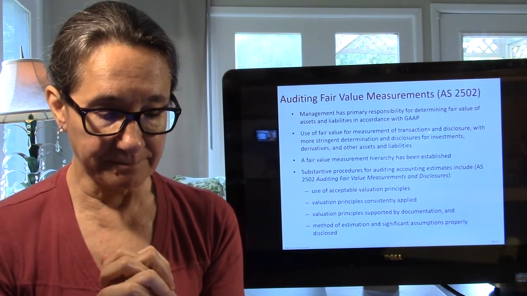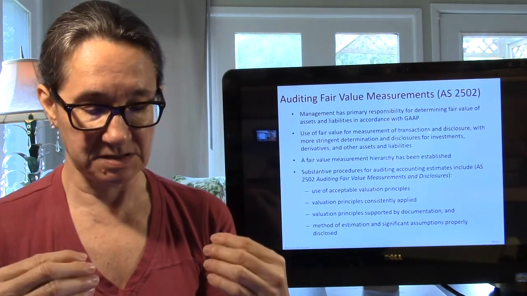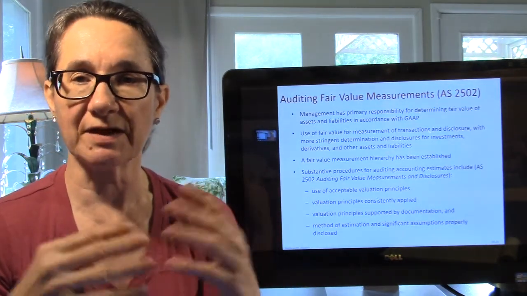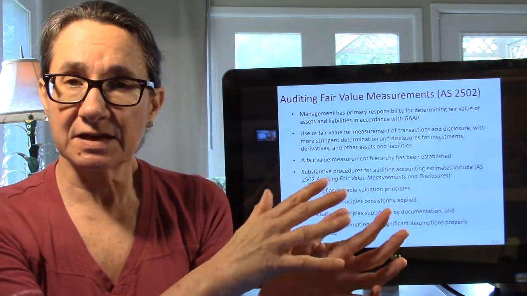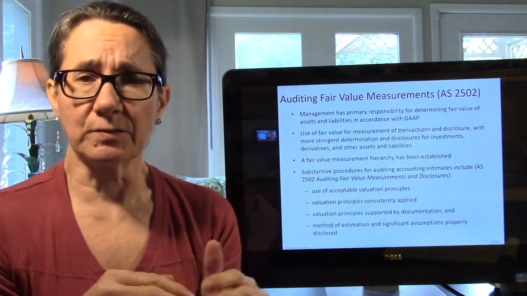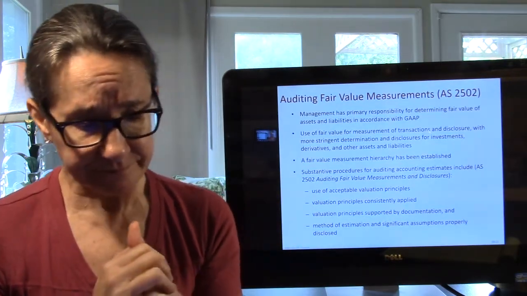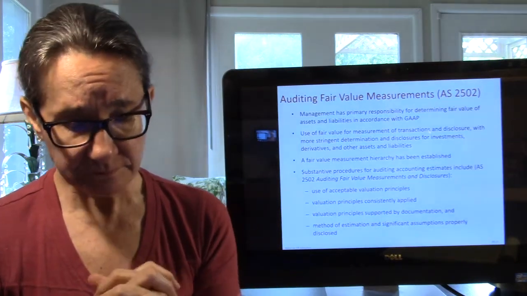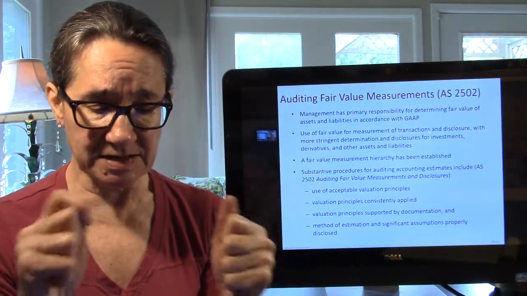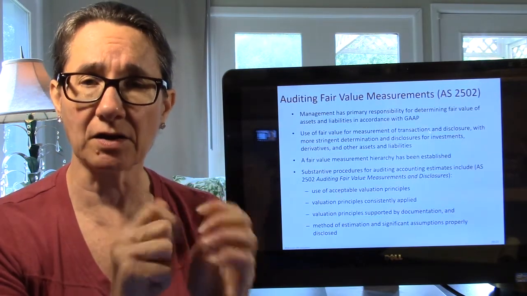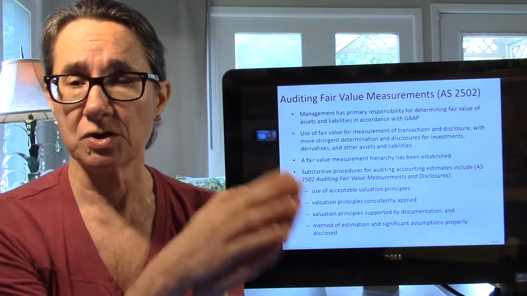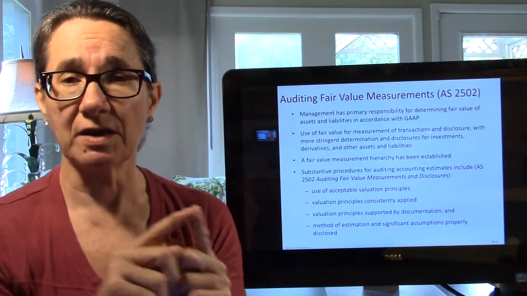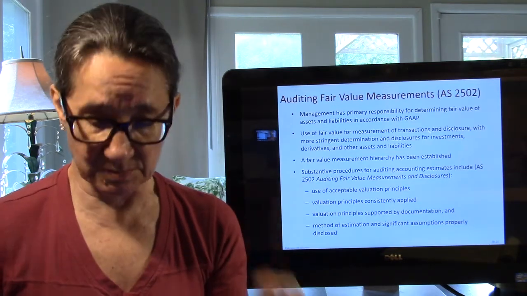So, is management using acceptable principles? Are they applying them consistently, right? So do they value this asset one way and that asset another way, right? Are they being consistent? Is there documentation that supports what they've come up with? And is the estimation properly disclosed? So you and I aren't doing the estimation of the fair value. You and I are seeing what did management do to estimate the fair value, and we are going to say, is that reasonable?